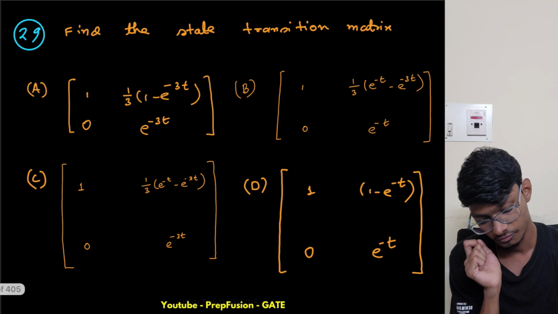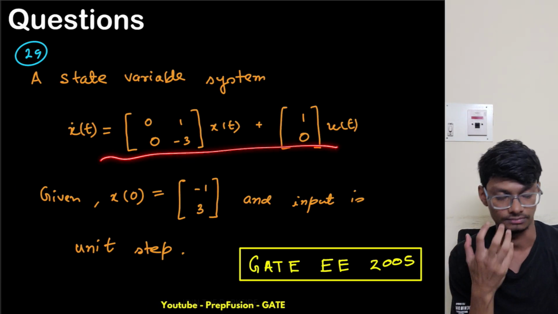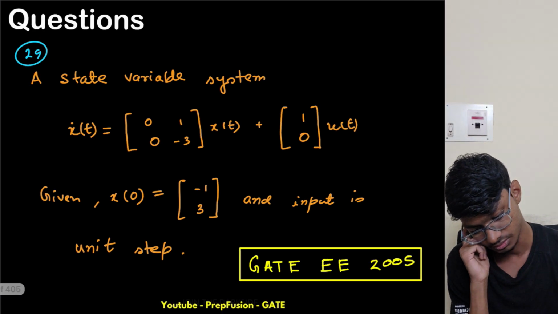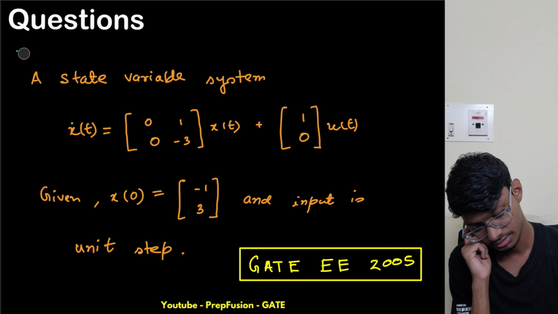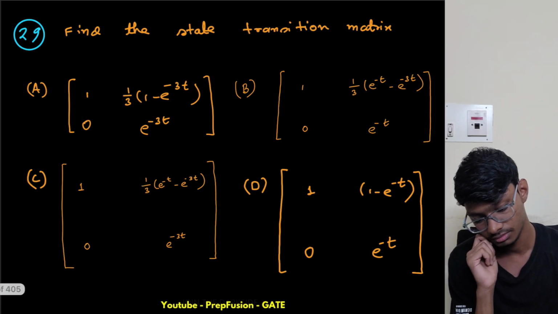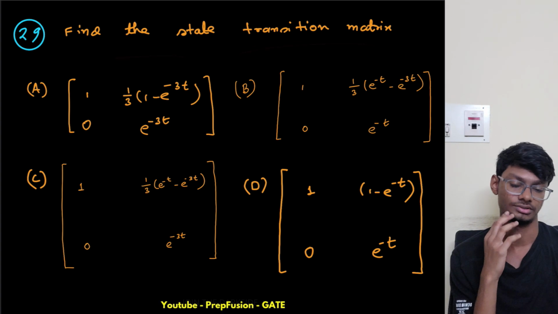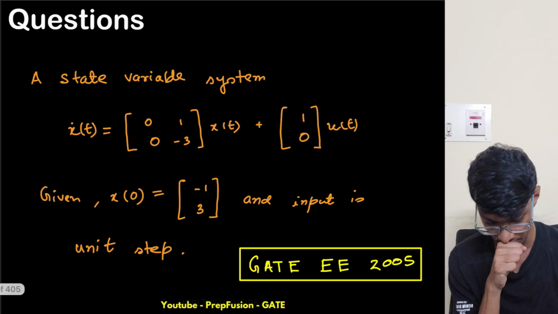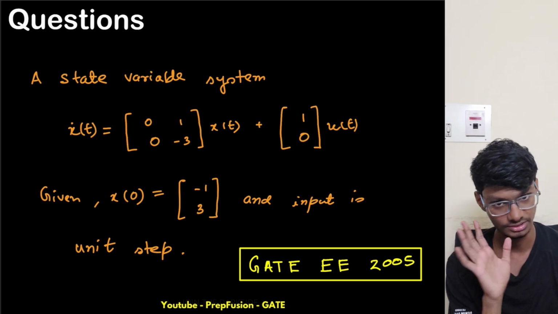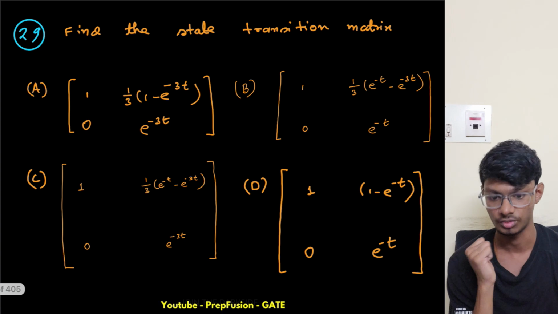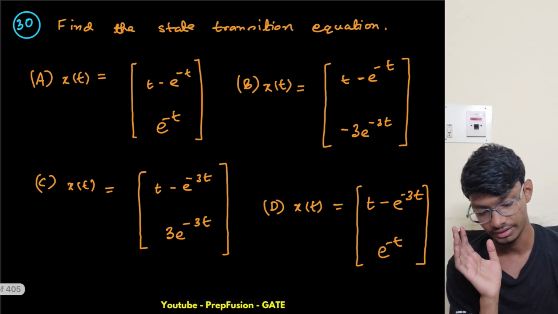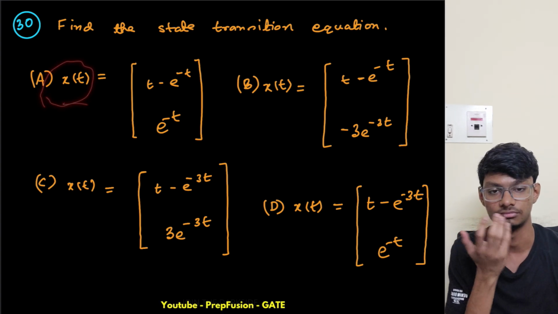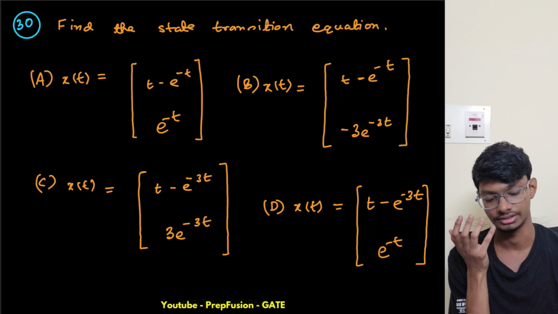Sorry, the state space equation basically. Now what we have to find is, okay, this is 29. We have to find the state transition matrix, right? That is simple only. Just do SI minus A inverse, that is our state transition matrix, or you can use properties. And second, find the state transition equation. I mean, it is telling us to find the value of state variables in terms of time.